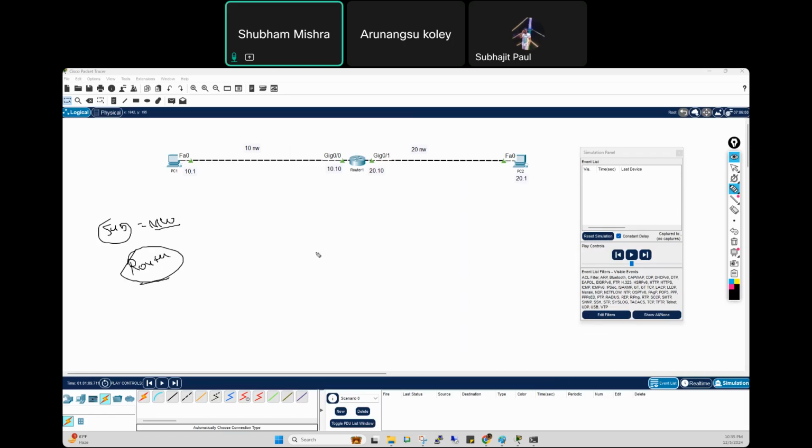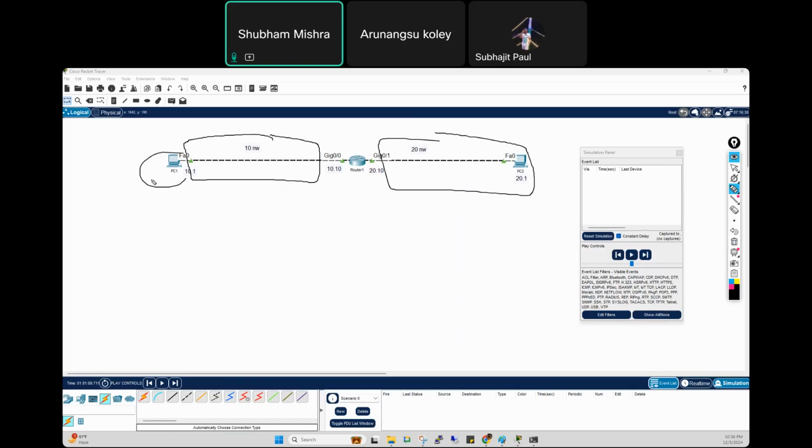What is the use of a switch? If you want to make communication possible in the same network, this is possible because of a switch. But if you want different network communication, then you need a router. So here we have the 10 network and this is the 20 network. This PC belongs to the 10 network and this PC belongs to the 20 network. Now I want to ping from PC1 to PC2, from the 10 network to the 20 network.